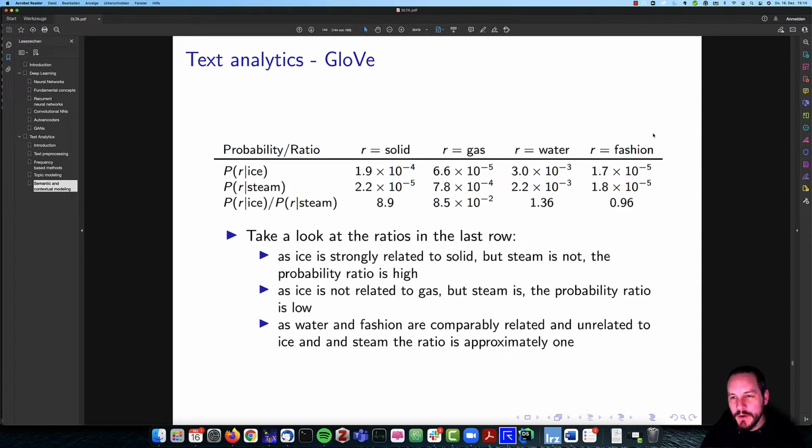And also if a word is completely unrelated to the two things, like fashion, also the ratio is approximately at 1 here, okay? And I mean, just take a look for yourself at the example and think about it for a moment, and then hopefully it will work for you as it worked for me. And I think this is really a very creative and nice way to work out relationship among words and their meanings, okay?